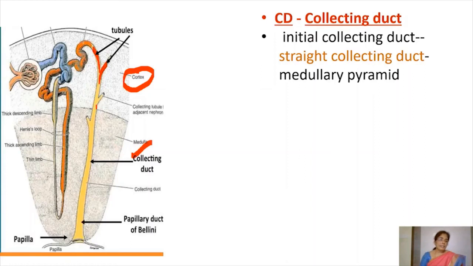Straight collecting ducts, they run through the medullary pyramids. So in the medullary pyramid lo run through the medullary region also. Medullary region ద్వారా ప్రయాణించి ఇనిషియల్ కలెక్టింగ్ డక్ట్స్ కార్టికల్ రీజియన్ లో ఉన్నాయి. ఇవి collecting ducts, they are present in the medullary region, and the collecting ducts, they join together. The collecting ducts of each medullary pyramid, they join and form a large central duct known as duct of Bellini.